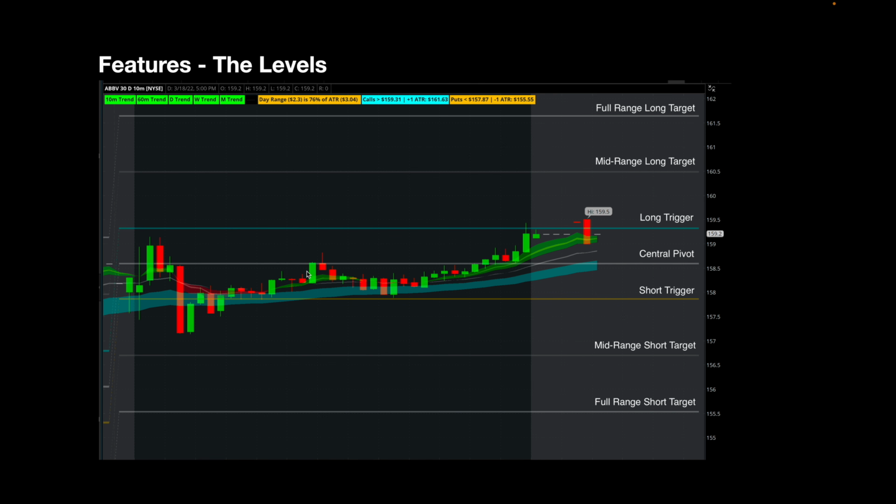Buy some calls at support, sell them at resistance. Buy some puts at resistance, sell them at support, etc. You could definitely take a trade on this.